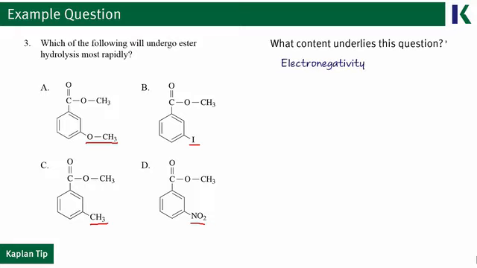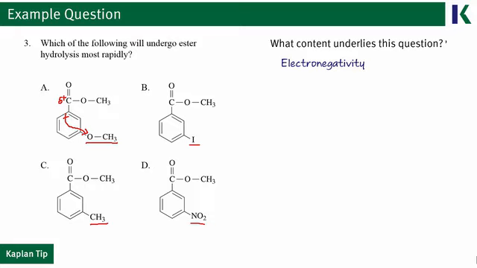The answer is electronegativity. Ester hydrolysis relies on the carbonyl carbon acting as an electrophile because it's partially positive charged. So anything that pulls electron density away from that carbonyl carbon, like maybe a very electronegative electron withdrawing peripheral group, that's going to help activate that carbonyl carbon, making the molecule more reactive.